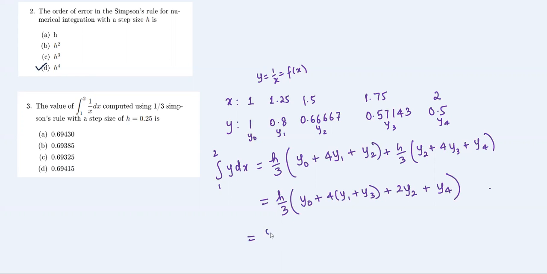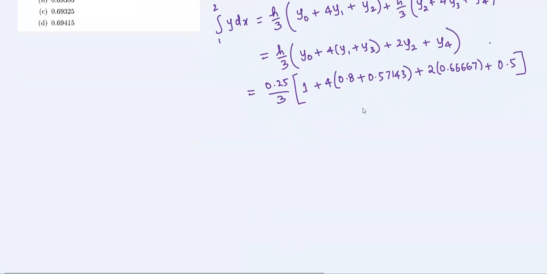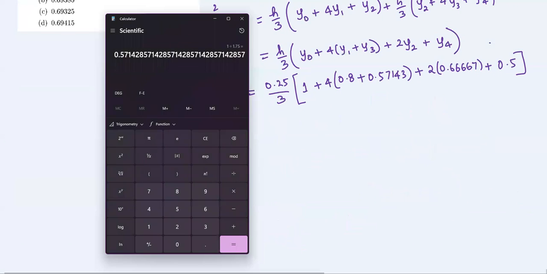So h, step size 0.25, by 3 times y naught is 1 plus 4 times y1 0.8 plus y3 0.57143 plus 2 times y2 0.66667 plus y4, that is 0.5. So let us do this calculation.